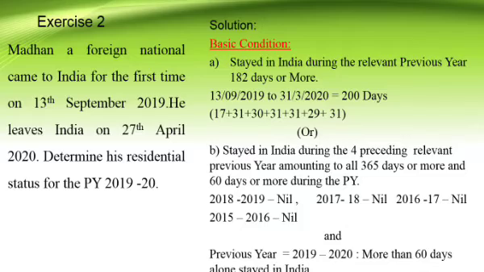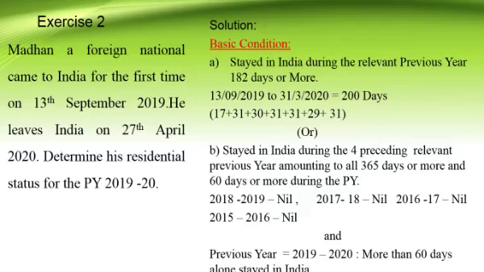Let us apply the second basic condition. The second condition is that in the 4 years preceding the relevant previous year he should have stayed in India for 365 days or more, and 60 days or more during the previous year. Based on that, he came to India for the first time on 31st September 2019, so before that he was not in India. The 4 years preceding our previous year 2019-20 run from 2018 back to 2016.